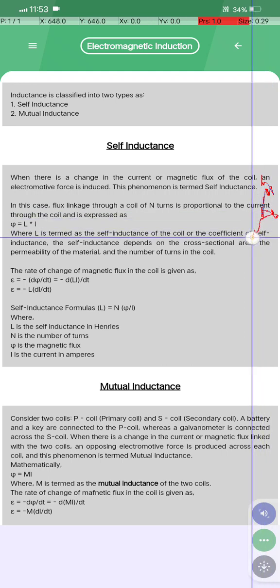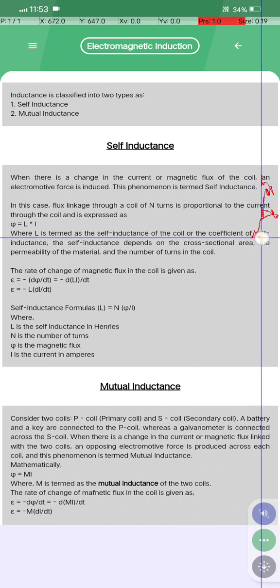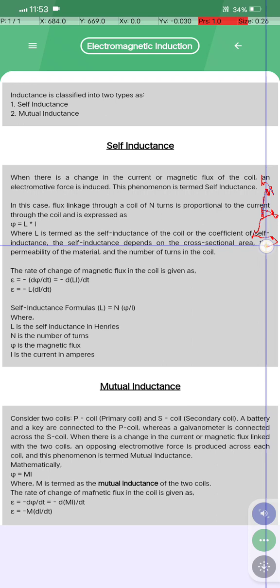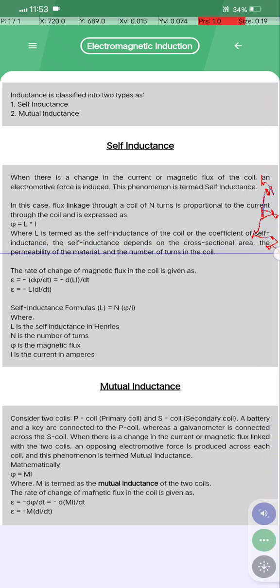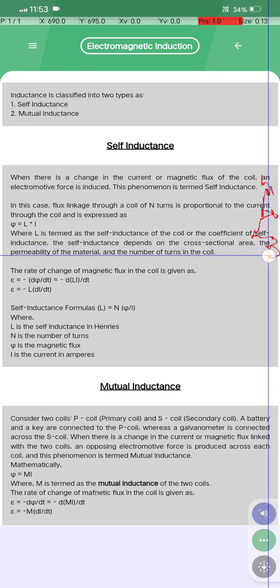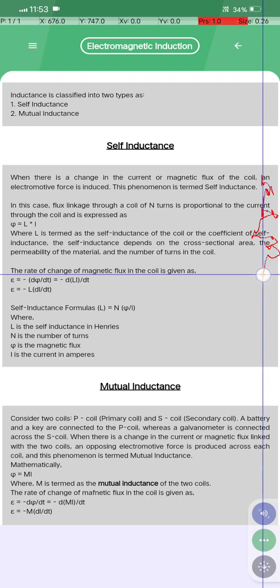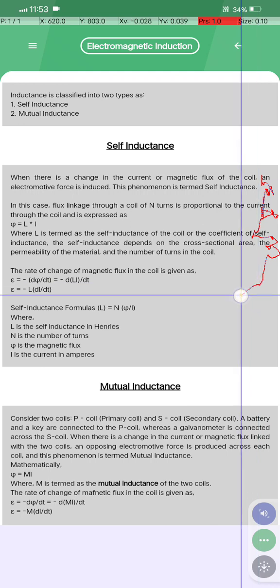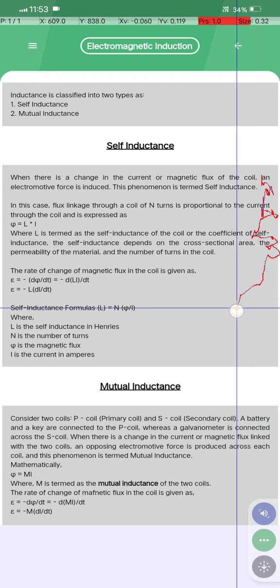यहाँ पे L क्या है? L is termed as the self inductance for the coil, or the coefficient of self inductance, and the self inductance depends on the cross sectional area, the permeability of the metal and the number of turns of the coil. The rate of change of magnetic flux in the coil is given as E is equal to minus d psi by dt, and E is equal to L dI by dt.